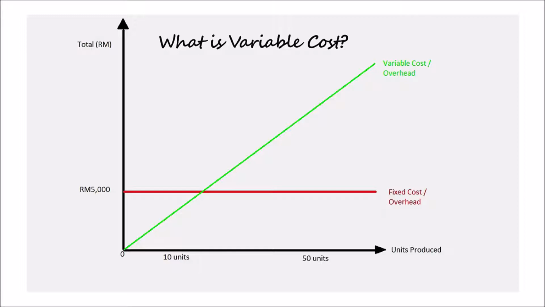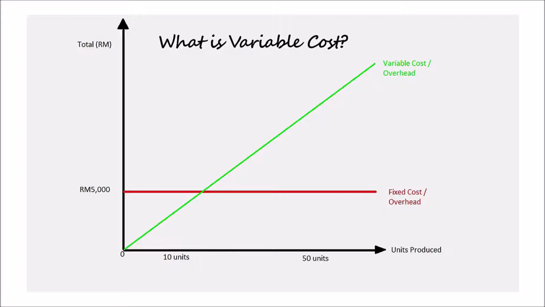For example, if we were to produce 10 units of any item, and let's say the variable cost per unit is 3 ringgit. So 10 times 3, the total variable cost will be 30 ringgit. But if you were to produce 50 units, 50 times 3 is 150 ringgit. So the total variable cost will increase, which is not the same as fixed cost.